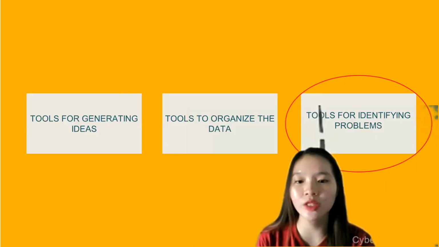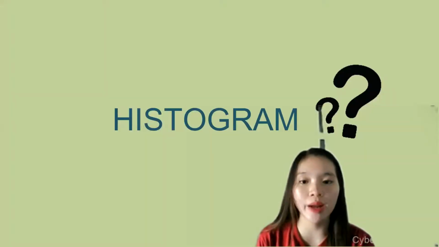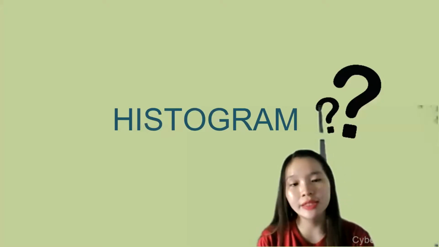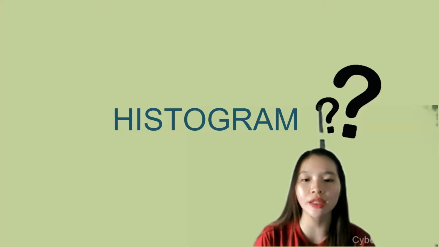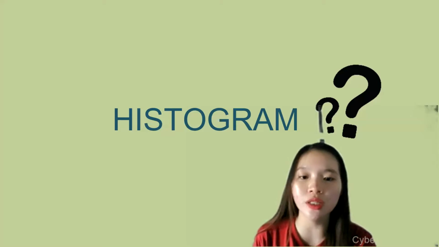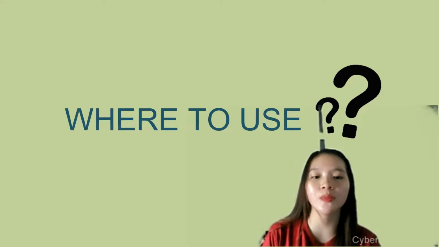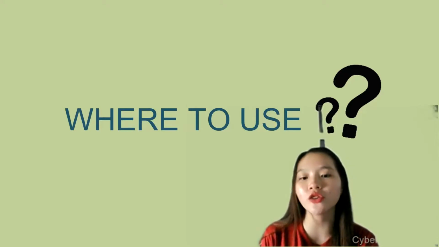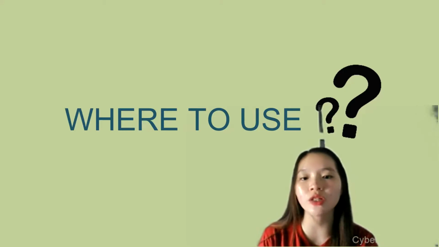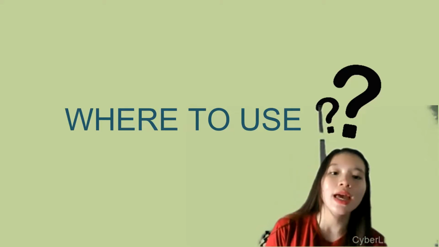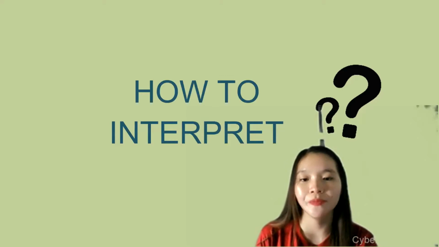Now we come to the last part, where the first tool is the histogram. What is a histogram? Maybe we are already familiar with this one. A histogram is a graphical representation that organizes a group of data points into user-specified ranges. Where do we use a histogram? It is used to summarize discrete or continuous data that are measured on an interval scale to illustrate the major features of the distribution of the data in a convenient form. And how to interpret it.